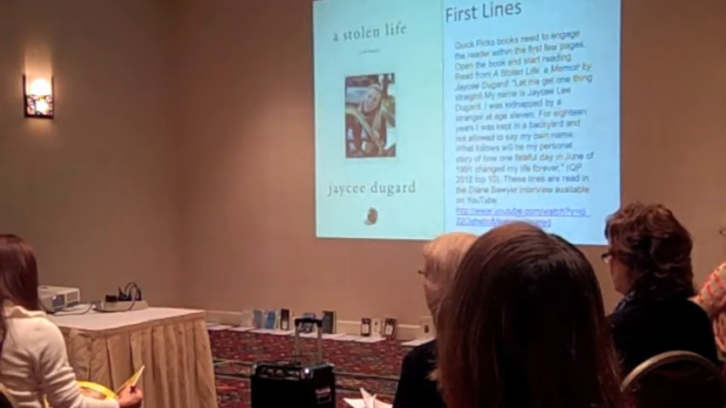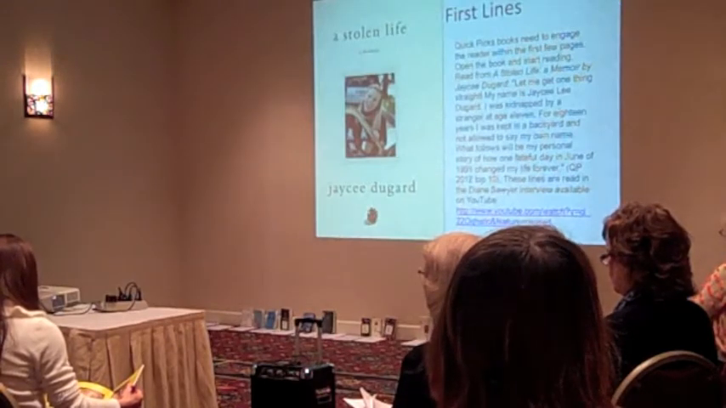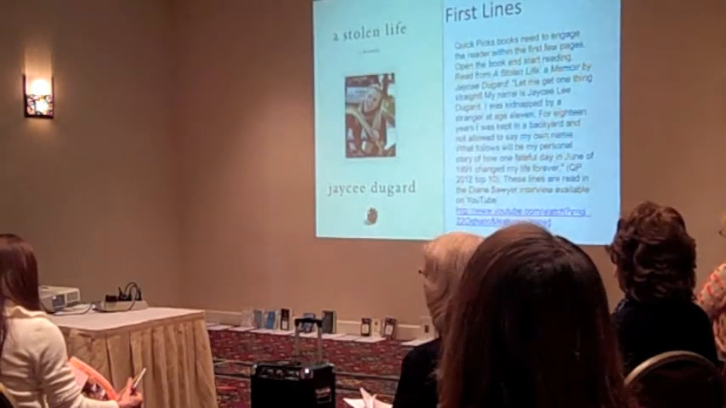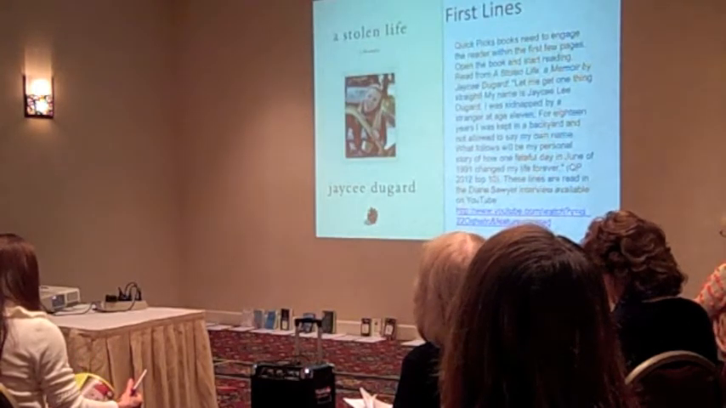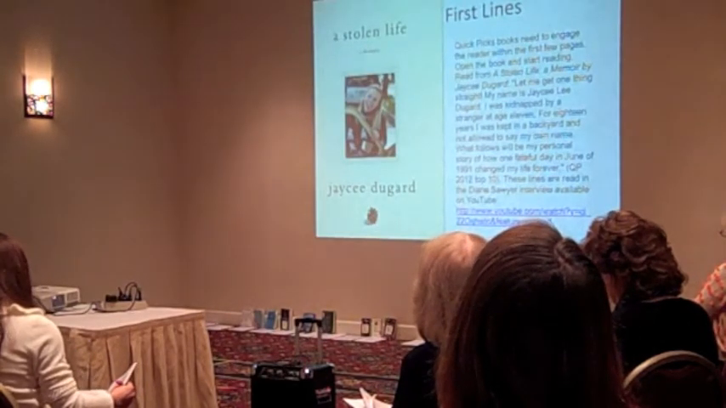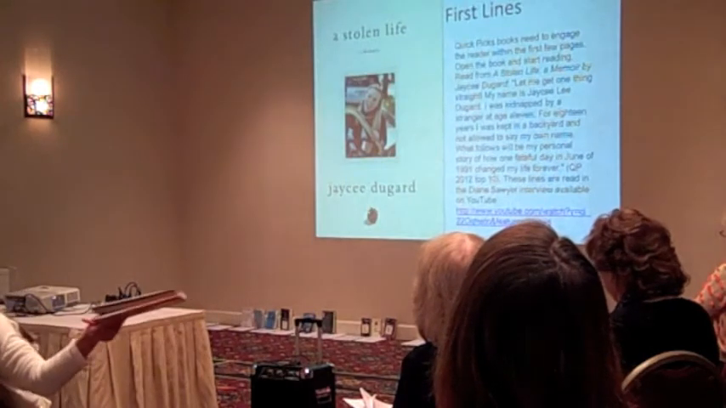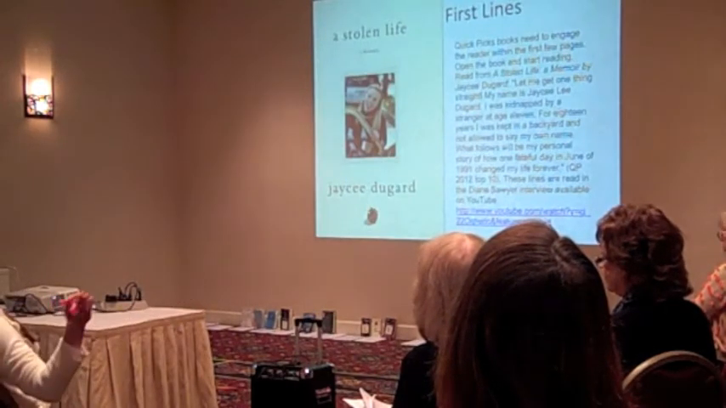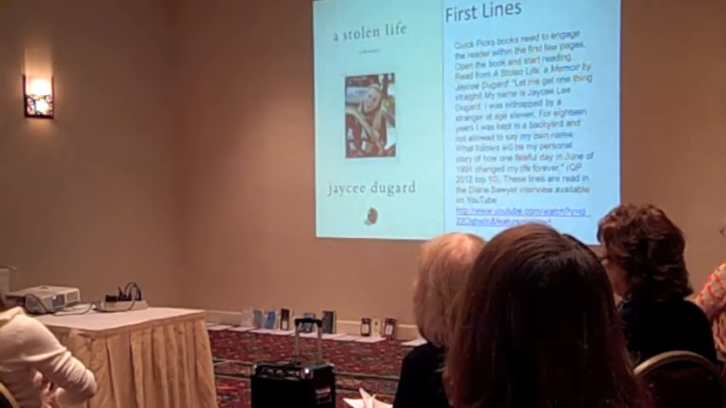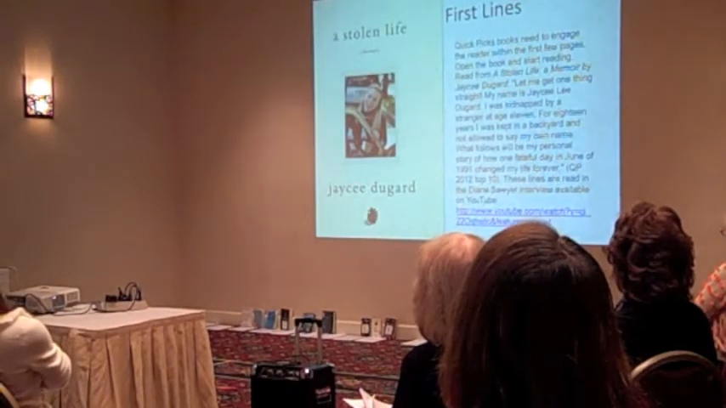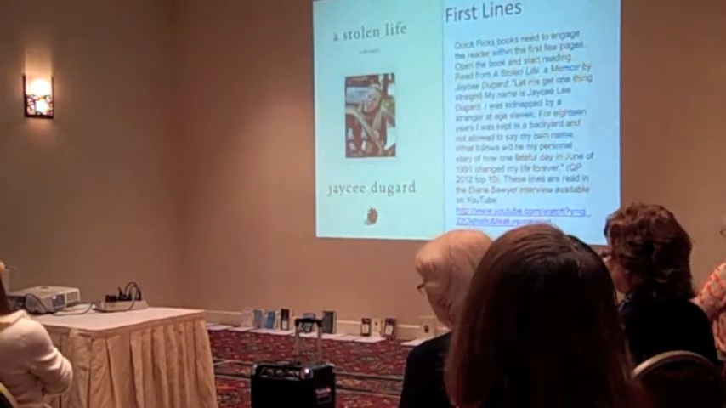She was just walking to school, tasered her, dragged her into the van, and she was there for like 18 years. But it starts out with, let me get one thing straight. My name is J.C. Lynn Dugard. I was kidnapped by a stranger at age 11. For 18 years, I was kept in a backyard and not allowed to say my own name. What follows will be my personal story about one fateful day in June of 1991 that changed my life forever.